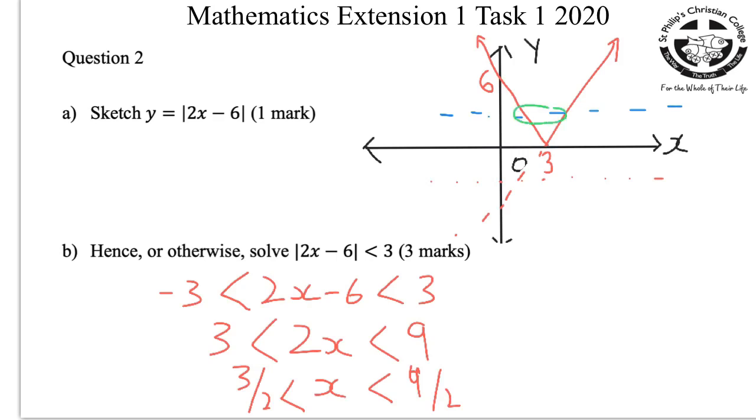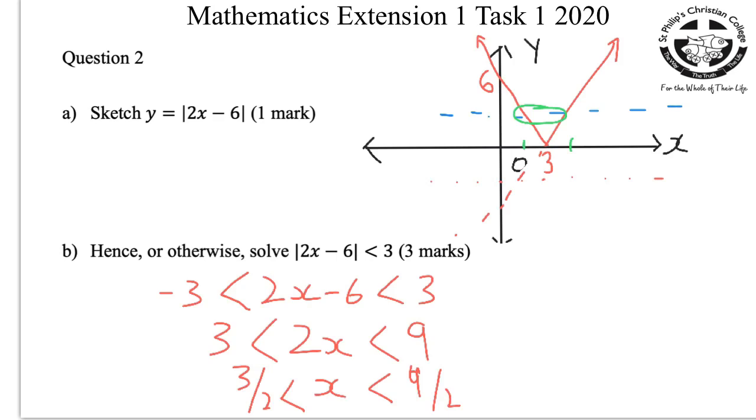I notice that both x values are positive. My graph isn't perfectly to scale, but I'm talking in about there, kind of either side of 3 as well. Our graph's symmetrical at that line x equals 3, which is why those solutions are symmetrical about that number 3 as well. So 3 marks there.